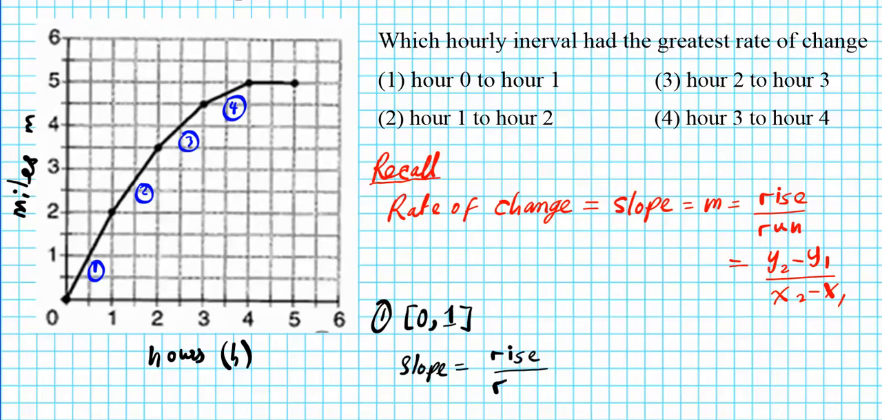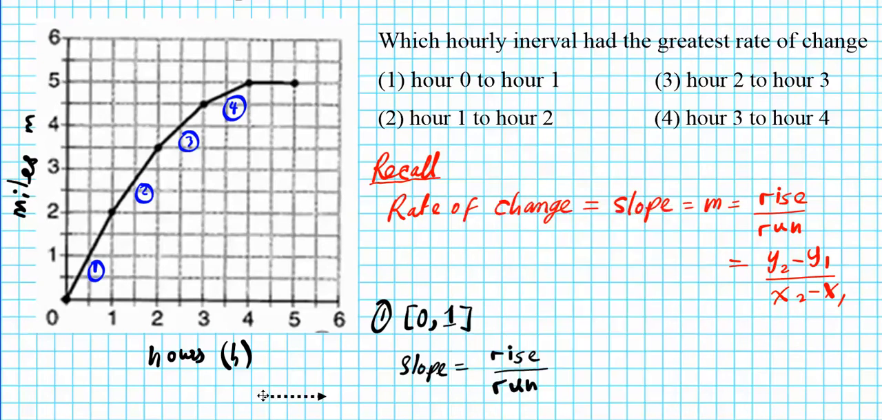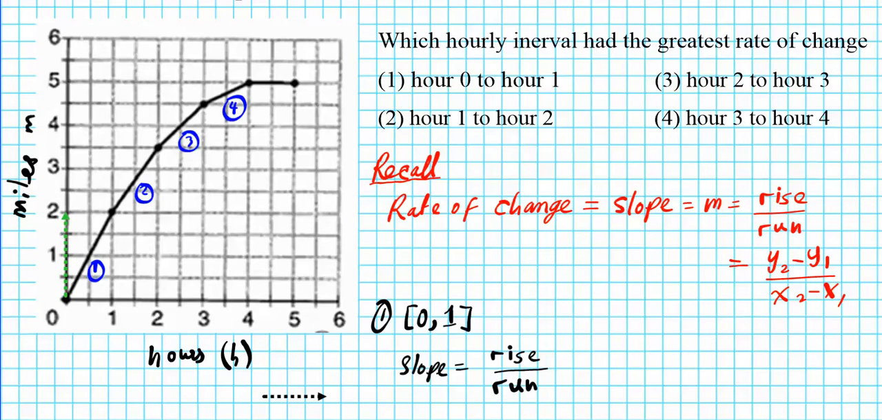To help you do this, just draw your slope triangle on the graph. I'll use the green color. You're gonna rise 2, and you're gonna run 1. So your slope there is a rise of 2 and a run of 1, so your slope is 2. What does that mean? That means that your rate of change on that interval is 2.